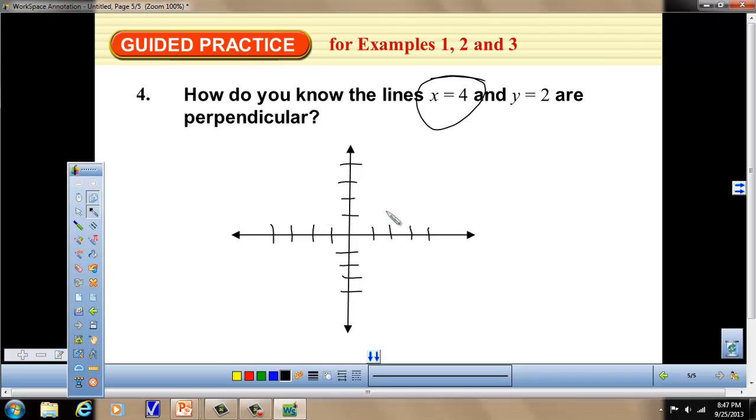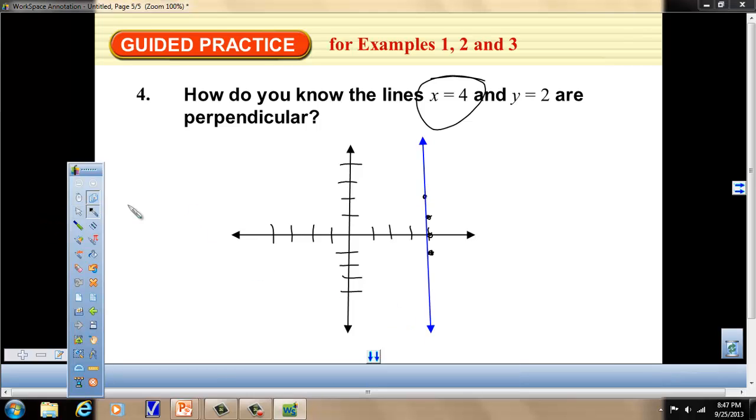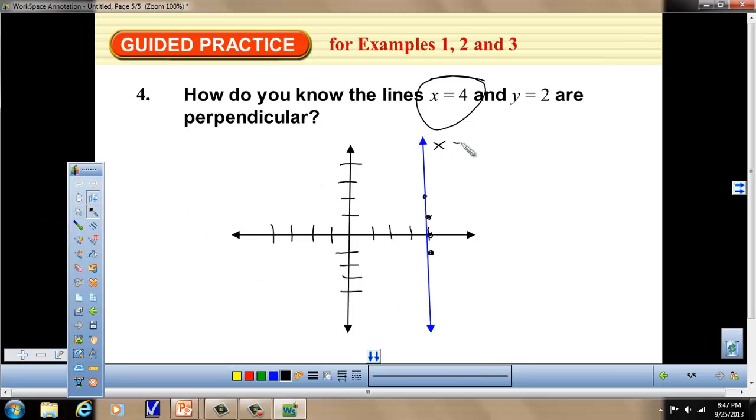So for example, (4, 0) is a point, so we would go 4, 0. (4, 1) is a point. (4, 2) is a point. (4, -1) is a point. All of those are points. So it's going through the x-axis at 4. If we were to graph this, I'll do it in blue, it would look something like that. So this is the line x equals 4.